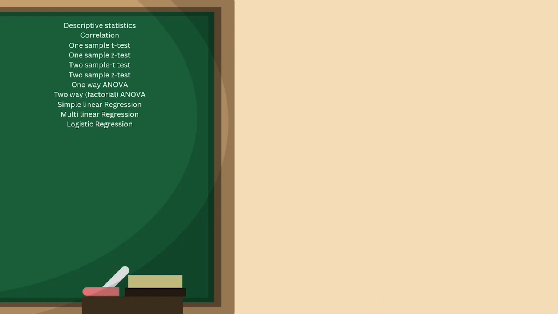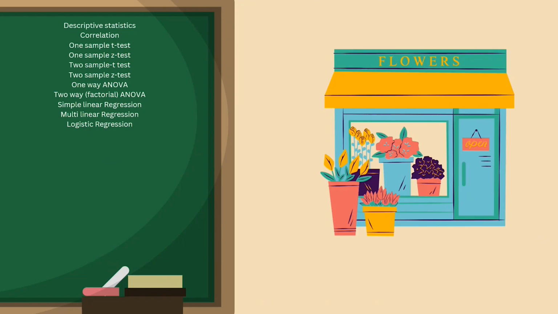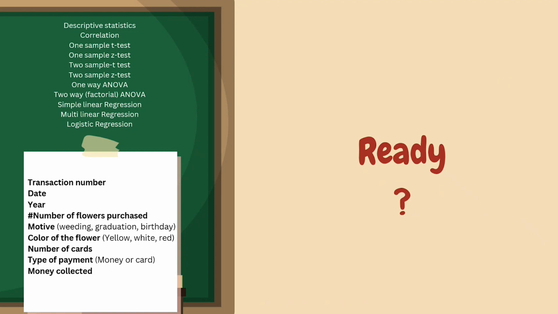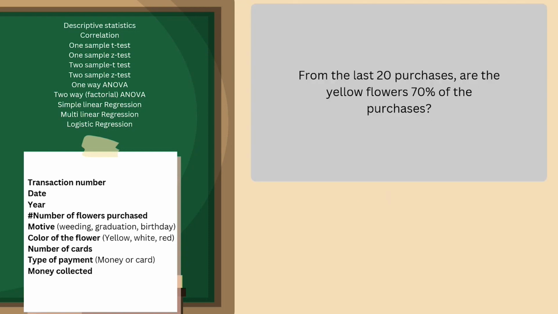Now let me introduce you to the scenario. We have the data from a flower shop. Their system records the transaction number, date, year, number of flowers purchased, reason for the purchase (wedding, graduation, or birthdays), colors of the flower (yellow, white, or red), number of cards purchased with the flowers, type of payment (money or card), and money collected from the purchase. Ready? Let's begin. From the last 20 purchases, are the yellow flowers 70% of the purchases?